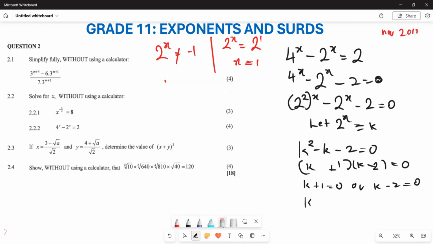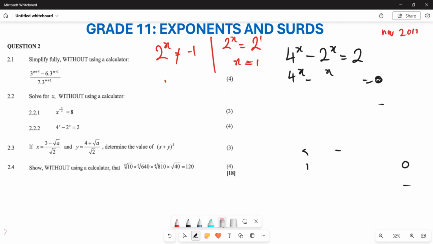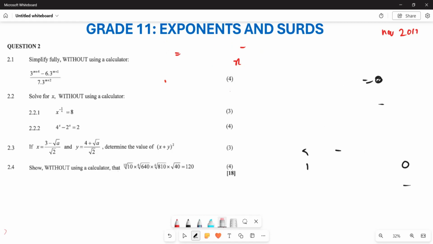Now, let's just move swiftly along to our 2.3. Let's make up our space here quickly so that we can solve. Now, look at this one. They say if you are having x equals 3 subtract root a over root 2, and your y is equal to 4 plus root a over root 2. Determine the value of x plus y, all squared.